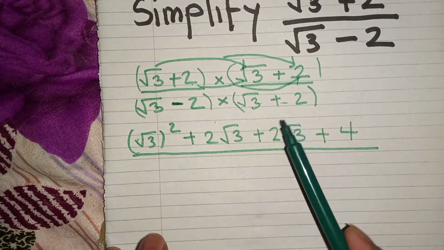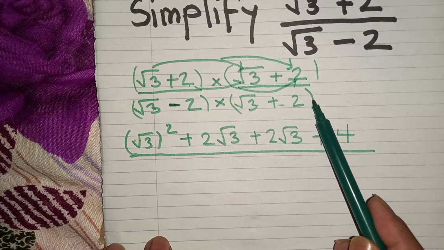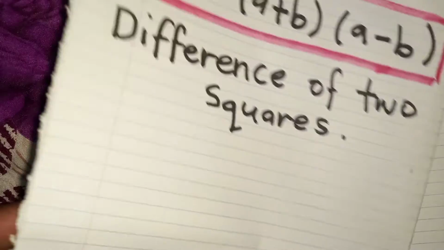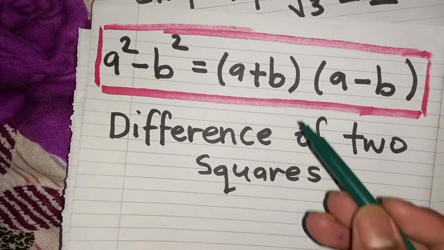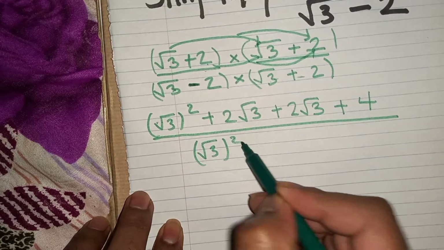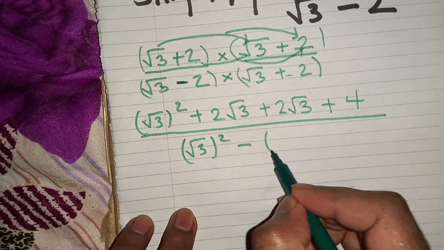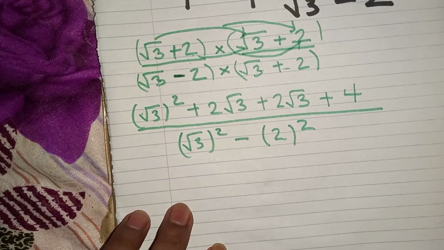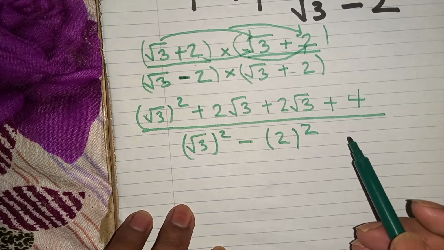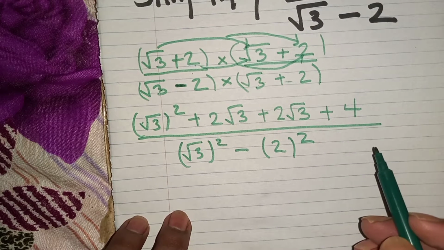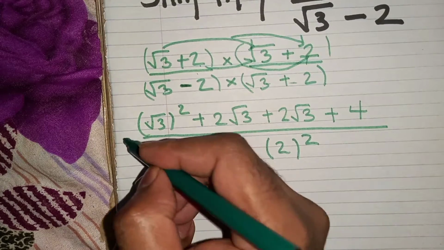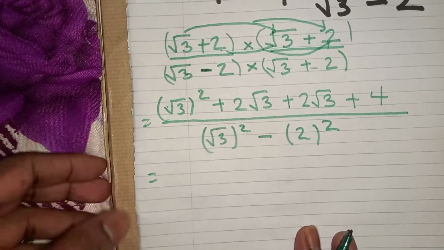Now you can observe here, this is a plus b and a minus b. So we can write this as a squared minus b squared. So our value of a here will be root 3. Now we can also do this by expanding, but it will be very messy again. So the best way to do this is using the difference of two squares rule. Now let's further simplify this.